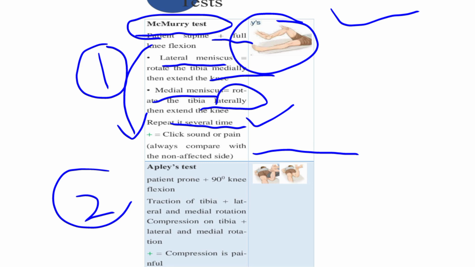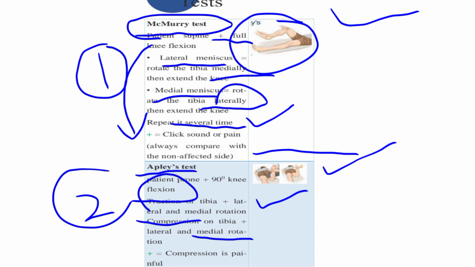The second test we do is the Apley test. In the Apley test, the patient is lying prone with 90-degree knee flexion. We apply traction, or pulling apart of the tibia, plus lateral and medial rotation. In the second position, we do compression on the tibia with medial and lateral rotation. When the patient feels any kind of painful sensation, especially in compression, this is a positive Apley test. These are the two tests, the McMurray test and the Apley test.